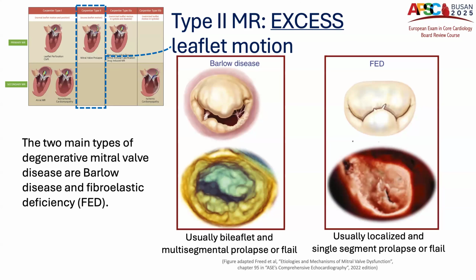In contrast, patients with mitral regurgitation from fibroelastic deficiency are usually in their 60s and present with a short history of localized or unisegmental mitral valve prolapse or flail. Only one segment should prolapse or flail, although multiple chordae can be affected. Fibroelastic deficiency is the most common organic mitral regurgitation for which mitral valve repair surgery is needed.